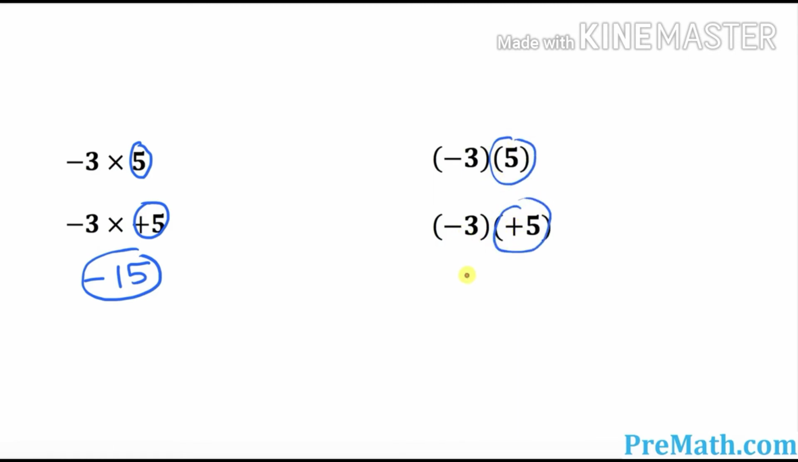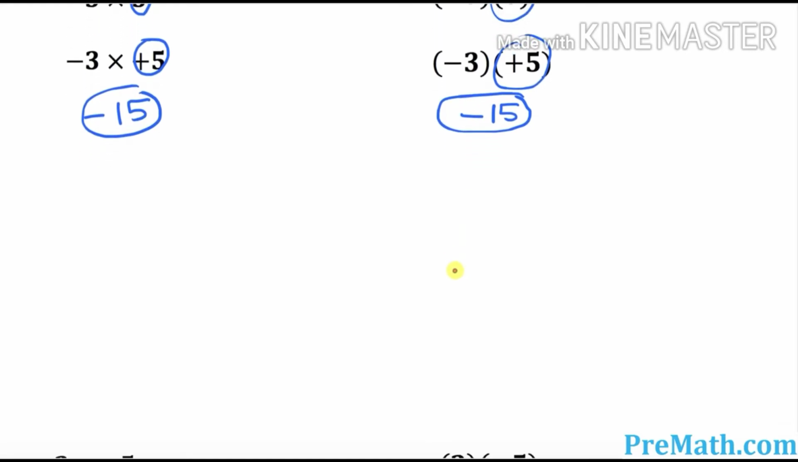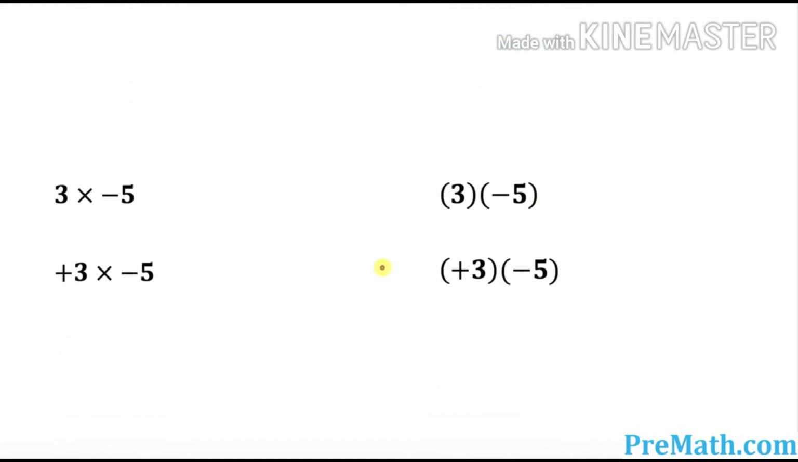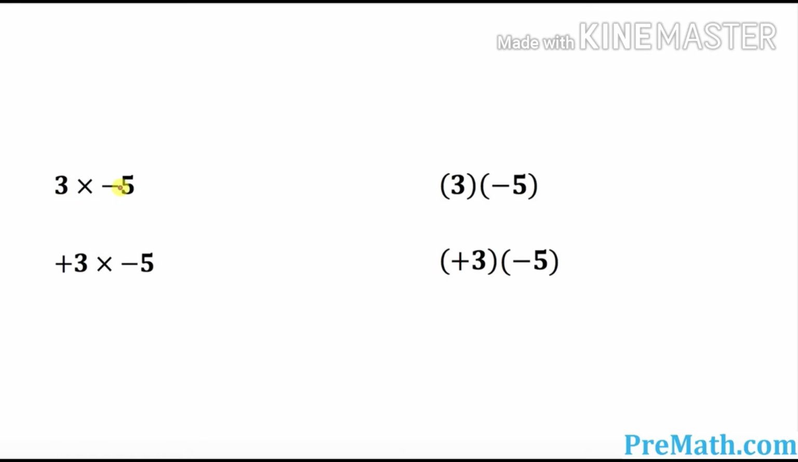Now, once again, negative and positive become negative, and then 3 times 5 is what? 15. So that is negative 15, our answer. Let's do a couple more examples. How about this one: 3 times negative 5. Once again, 3 could be written as positive 3. So this positive 3 times negative 5, negative and positive become negative. 3 times 5 is 15, so negative 15 is our answer.